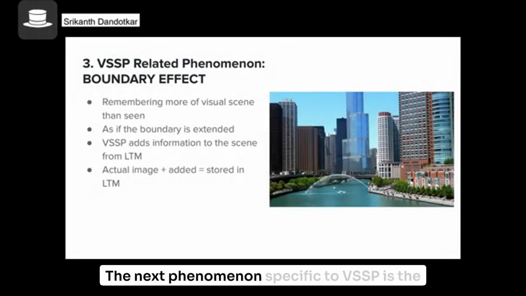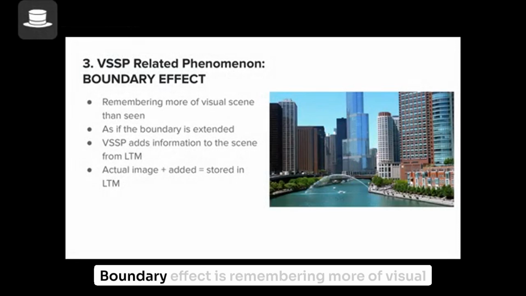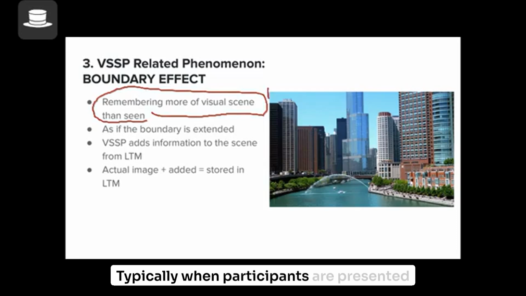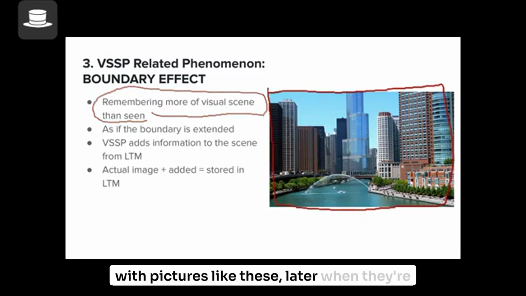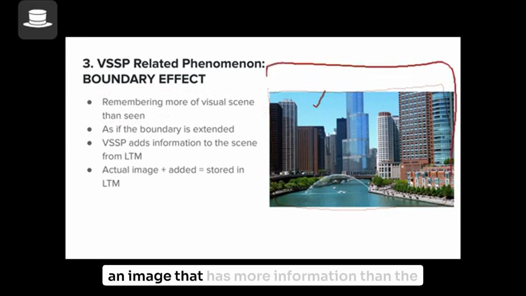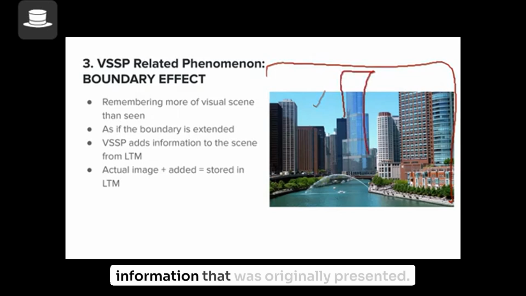The next phenomenon that's specific to VSSP is the boundary effect. Boundary effect is remembering more of visual scene than what is given to you. Typically, when participants are presented with pictures like these, later when they're asked to identify, they would always select an image that has more information than the information that was originally presented.